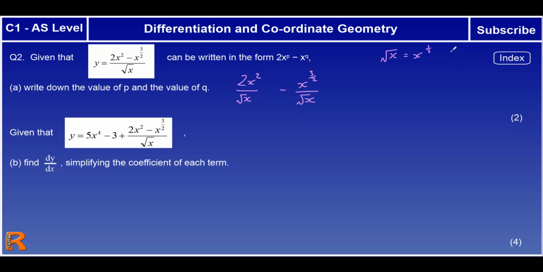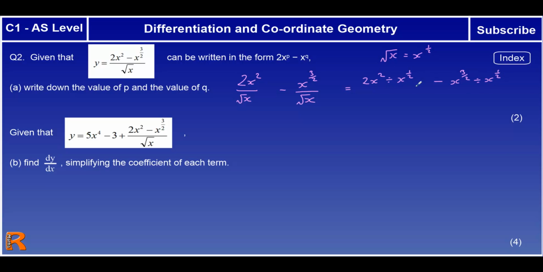That's the square root. The cube root would be x to the third, and the fourth root would be x to the fourth, and so on. So this term here, in fact, let's rewrite all of this. We've got 2x squared divided by x to the half, and we're going to take away x to the 3 upon 2 divided by x to the half.